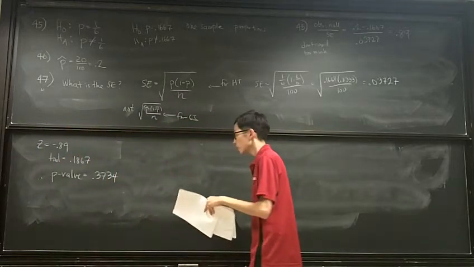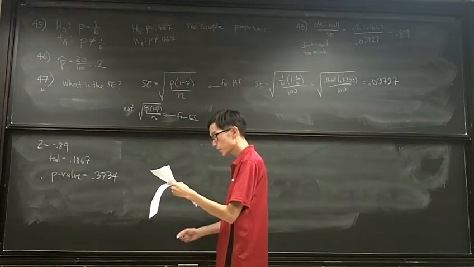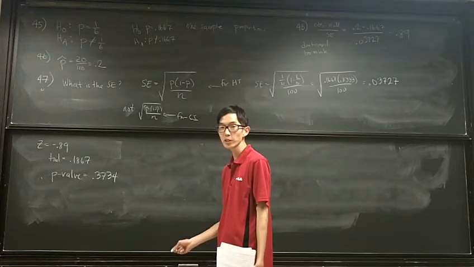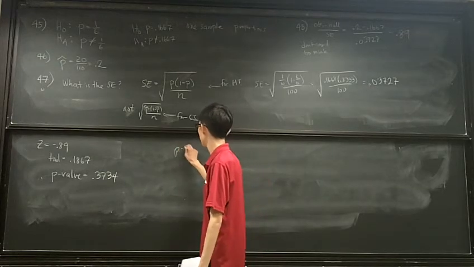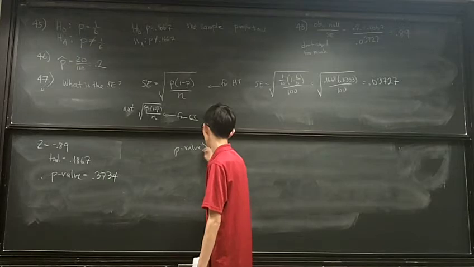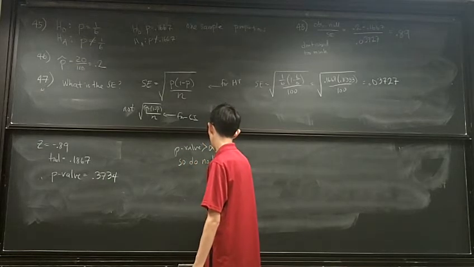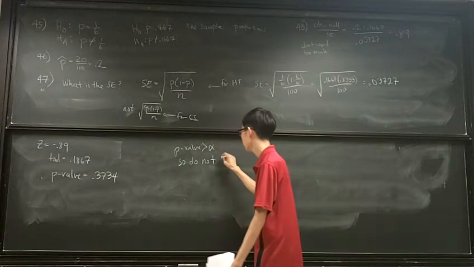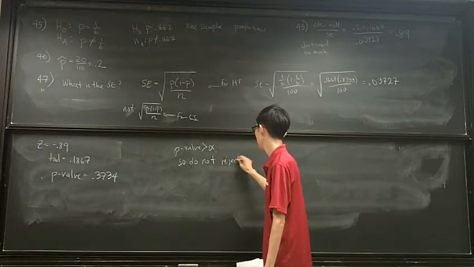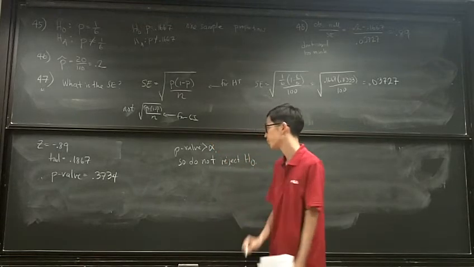If my alpha is 5%, what conclusion do I make? My p-value is greater than alpha, so do not reject. Don't say accept. Do not reject the null hypothesis.